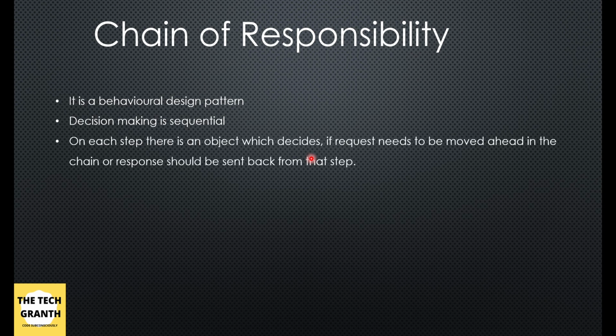So what it means is that on each step you have an object which decides whether to move ahead in the chain or send the response back from that particular step. We can relate it to our example, which is the employee offer letter approval. At each step the hiring manager, or the manager at that step, has an option to approve the salary limit. If that person approves, we will just go back from that step of the chain saying that yes, the offer has been approved and we can hire the person.